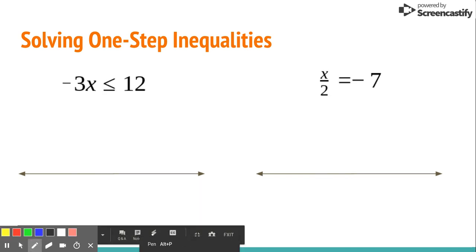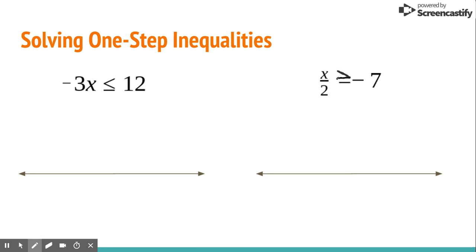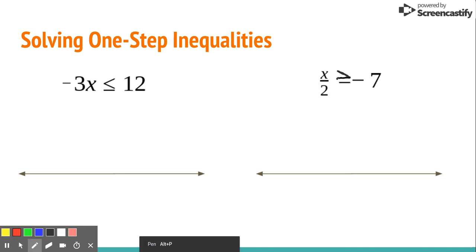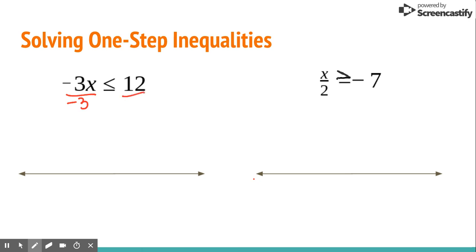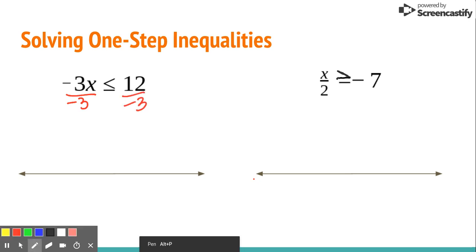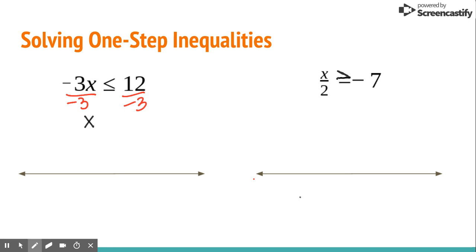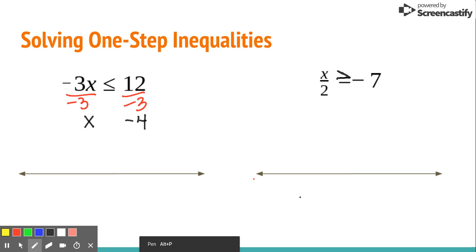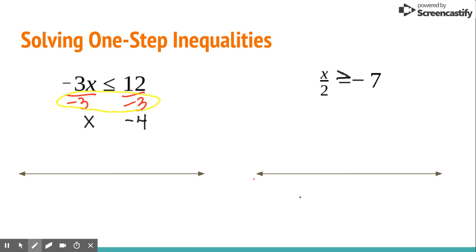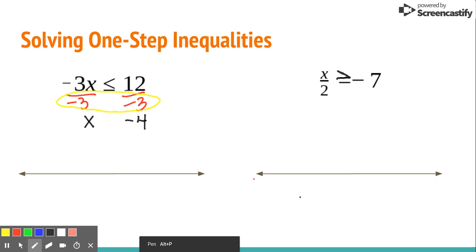Okay, last ones. I need to actually fix this one. So negative 3x is less than or equal to 12. So I would divide both sides by -3. And here is the only time that you are going to do something differently than you would with equations. This is going to give me x. On this side, it's going to give me -4. But when you divide by a negative or multiply by a negative number, you have to flip the sign.